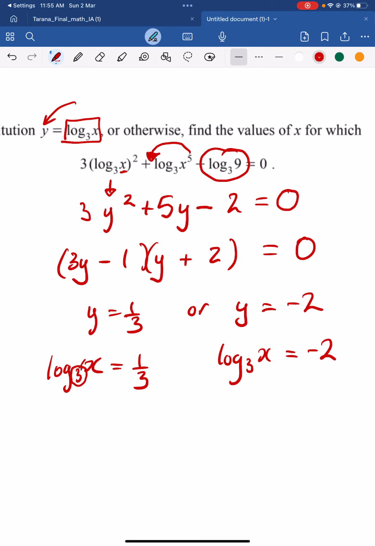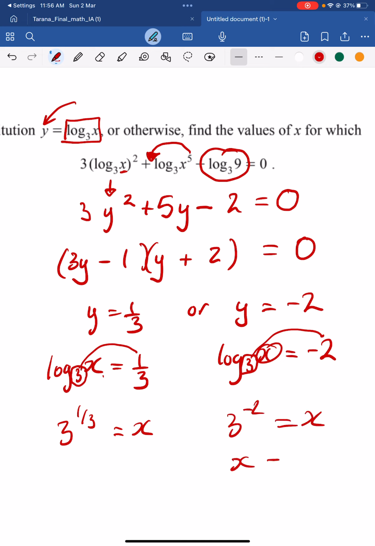So 3 raised to the 1/3 equals x. And over here, 3 raised to negative 2 gives me x. Those are fine answers, but we could take it to the final stage: x equals 1/9, and here x equals the 3rd root of 3.